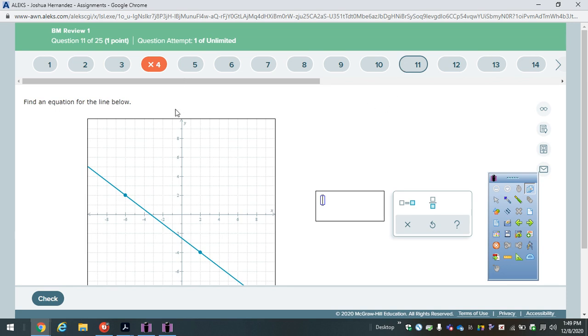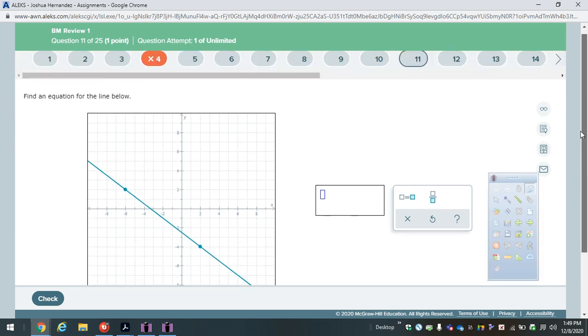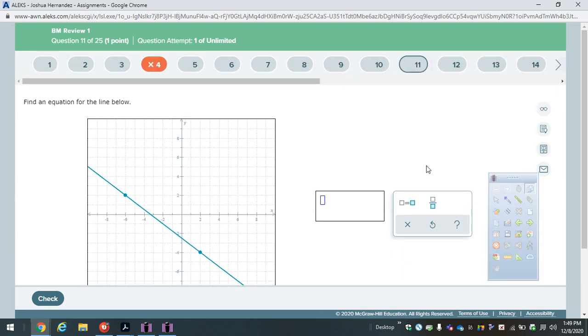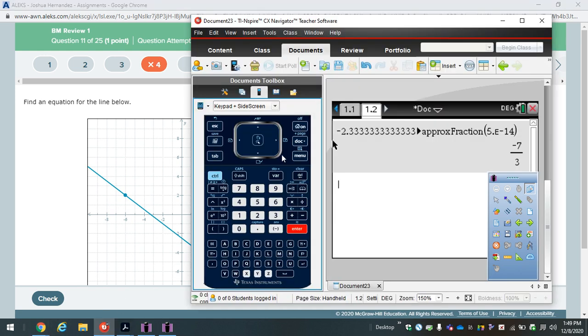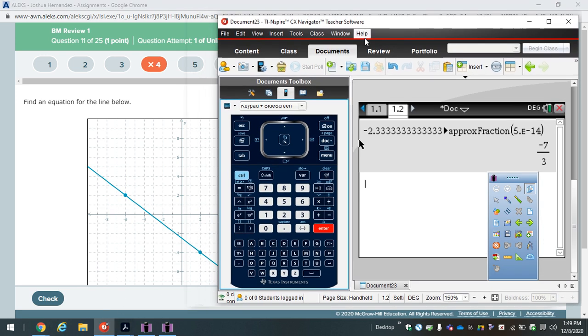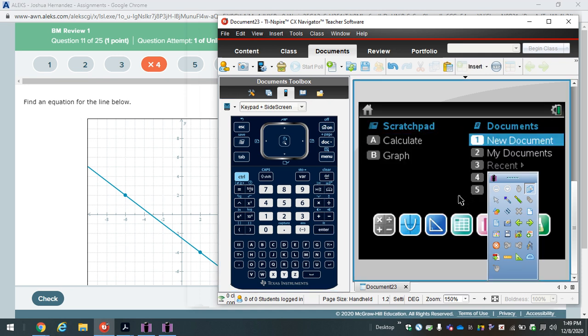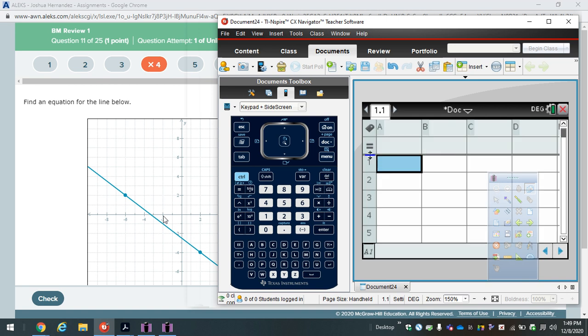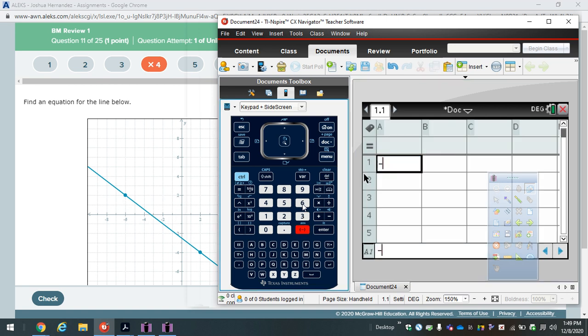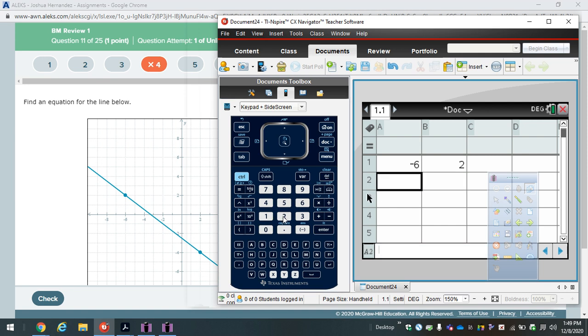Oh wait, didn't we do this one before? Okay, the way I would do it again, get the coordinates. I'm going to get my calculator ready. Find the equation of the line, and I'll go on new document. I'm going to go to spreadsheets. The coordinates would be negative 6, 2. The coordinates for this one will be 2, negative 4.